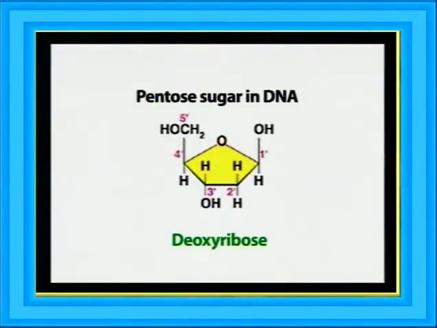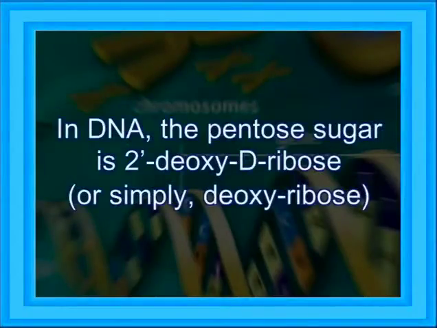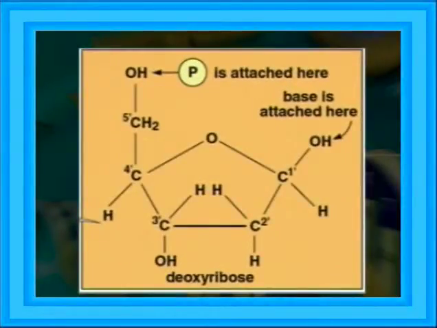In DNA, the pentose sugar is 2'-deoxy-D-ribose, or simply deoxyribose, which is the reason for the name deoxyribonucleic acid. The oxygen atom present at the second carbon of ribose is missing in deoxyribose. Hence, it is named 2'-deoxyribose. The positions of carbon atoms of pentose sugars are denoted as 1', 2', 3', 4', and 5', in order to differentiate them from the corresponding positions in DNA bases, which are not marked by a prime.